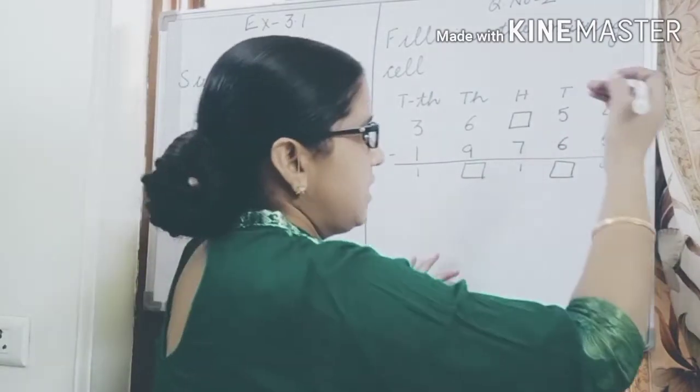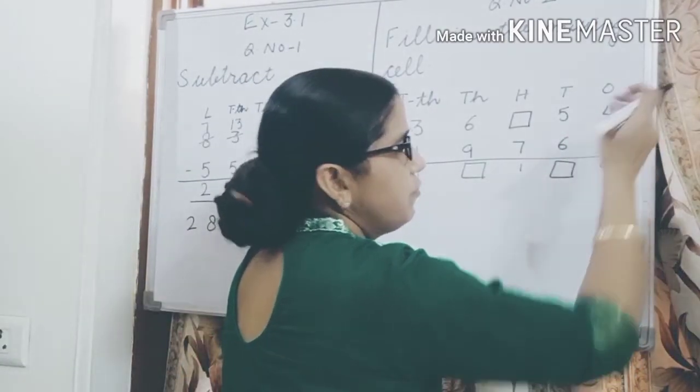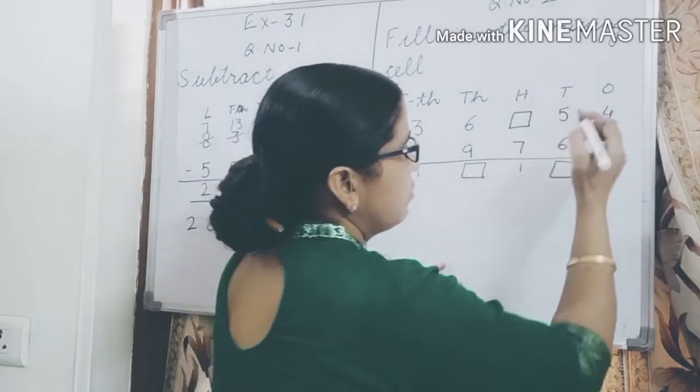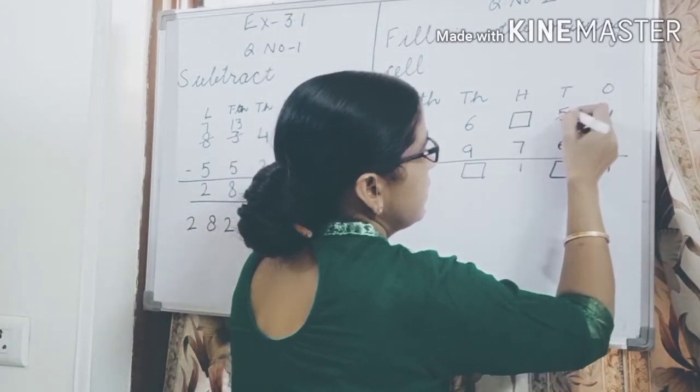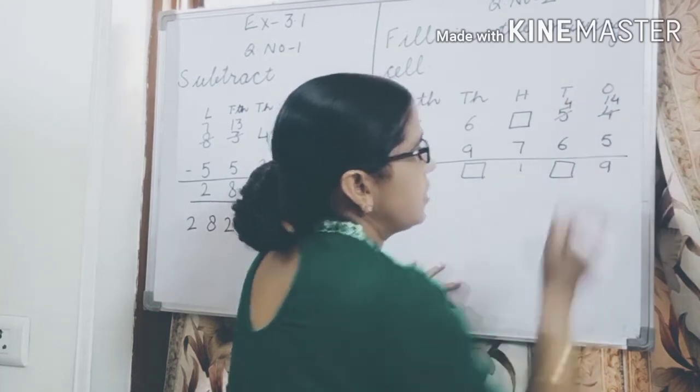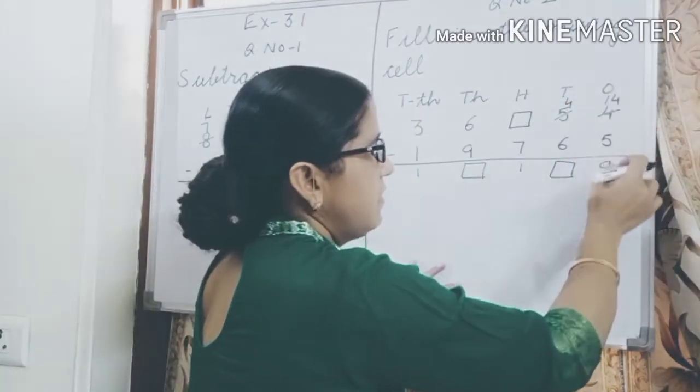Can you subtract 5 from 4? No, it is not possible. Then what do you have to do? You have to take a borrow from this 5. It will become 4 and it will become 14. 14 minus 5, that is 9.